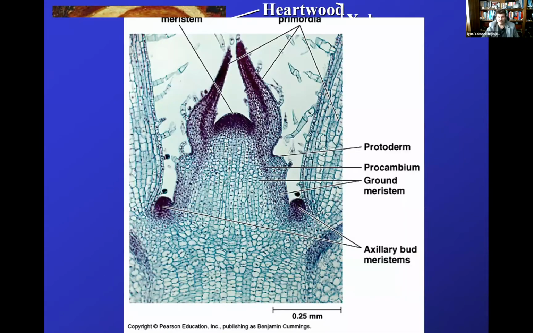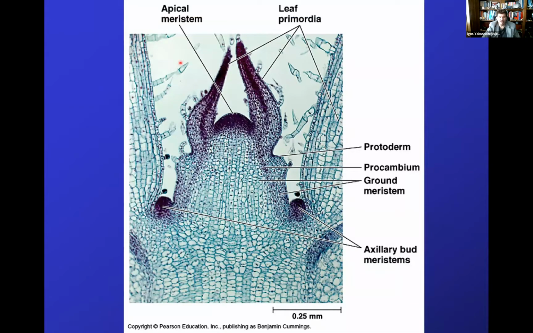So now the meristems. This one is something which is known as a terminal bud. Terminal means at the end, right? The terminus means the end in Latin.